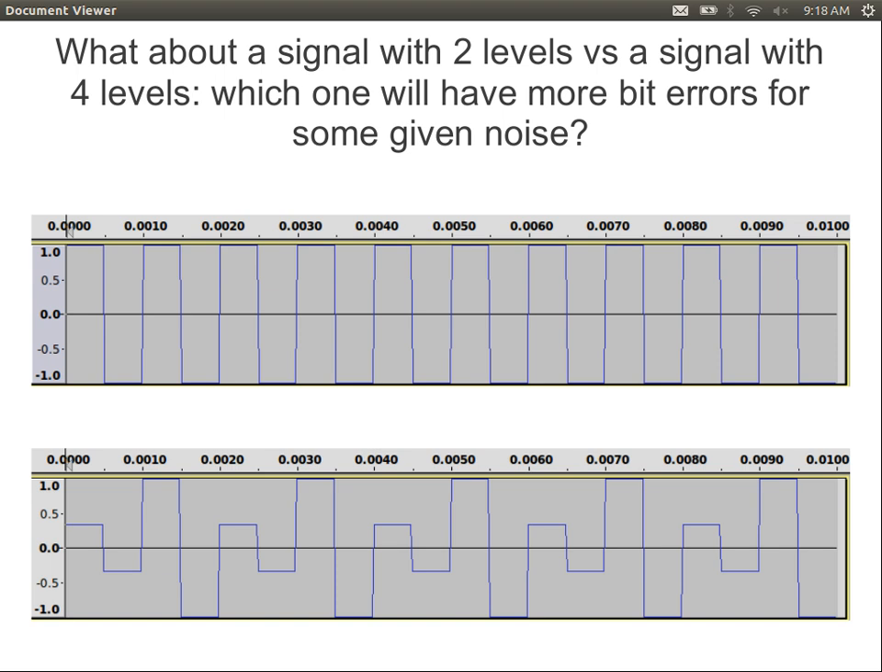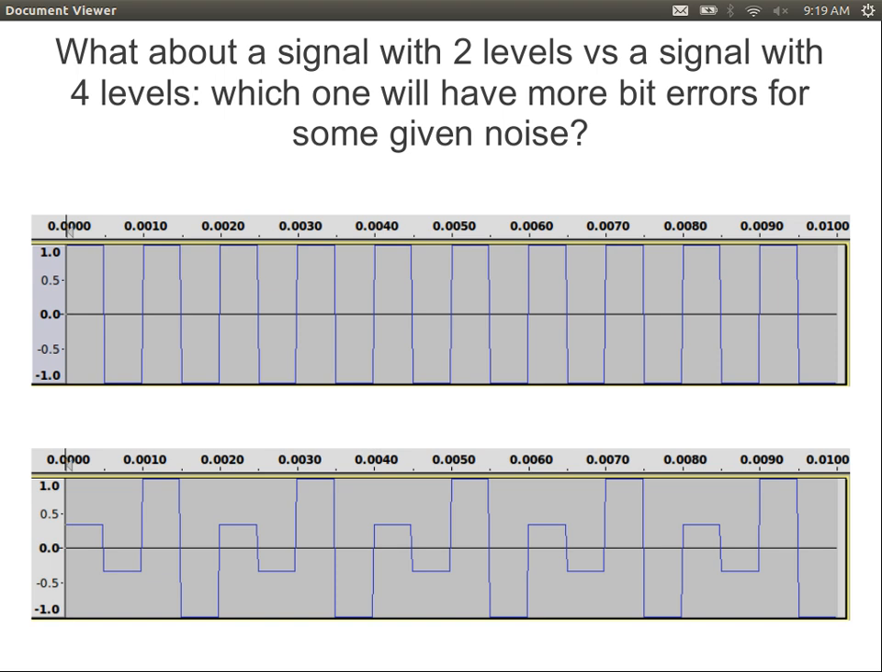Receive a signal at level minus 0.1. What is closer, plus 1 or minus 1? Minus 1 is closer now. So what the receiver does is look at the received signal, compare it to the possible transmitted signals, which are either plus 1 or minus 1. Whichever one is closer, it can assume is the correct one.